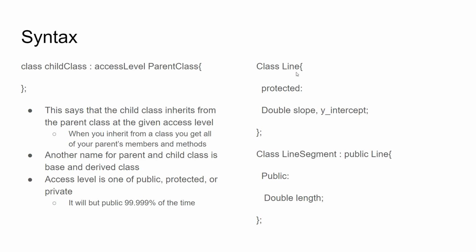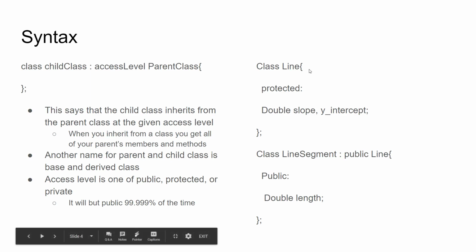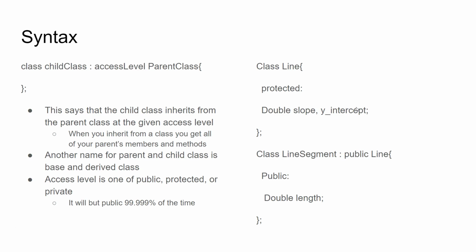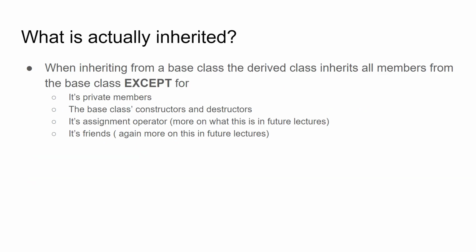So as an example, we might have a line, and we might also have a line segment. A line segment is a line, except it has endpoints, a beginning and an end. And it also has a length, which is something that a regular line doesn't, because a regular line is infinite, going on forever in both directions. But a line segment and a line both have a slope and maybe a y-intercept in terms of how to describe them.